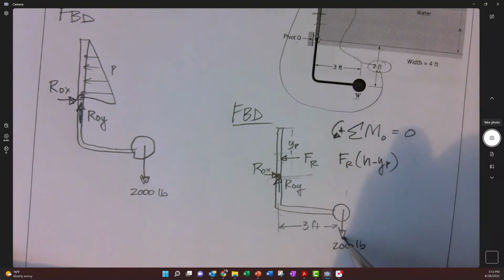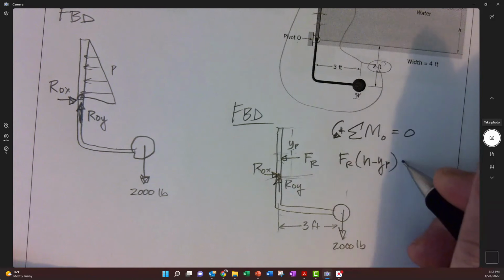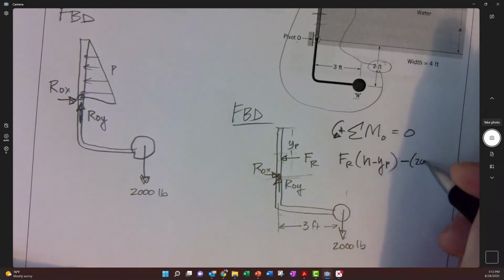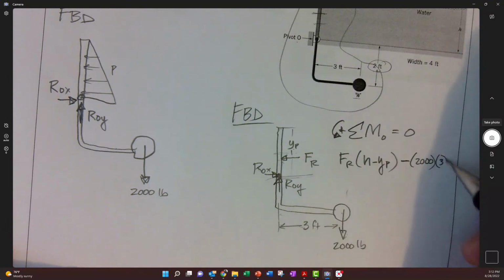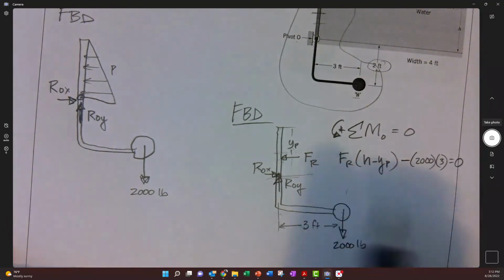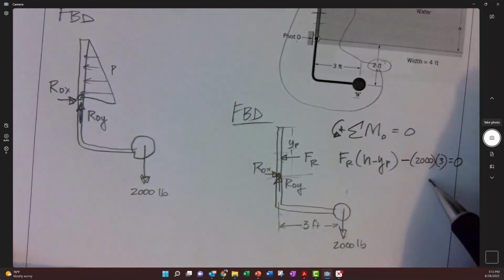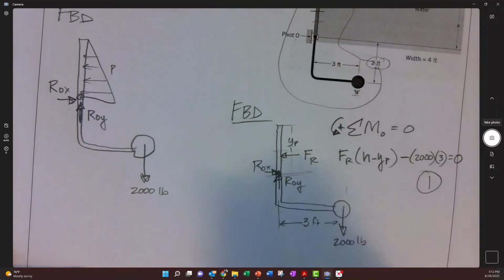But this weight right here is going to go clockwise, right? You can see that that's going clockwise. So it's going to be negative, and it's 2,000, and its moment arm is 3, right? And it's going to be equal to 0 because there's no other forces going on here. So I'm just going to call that equation 1, and we're going to come back to it.